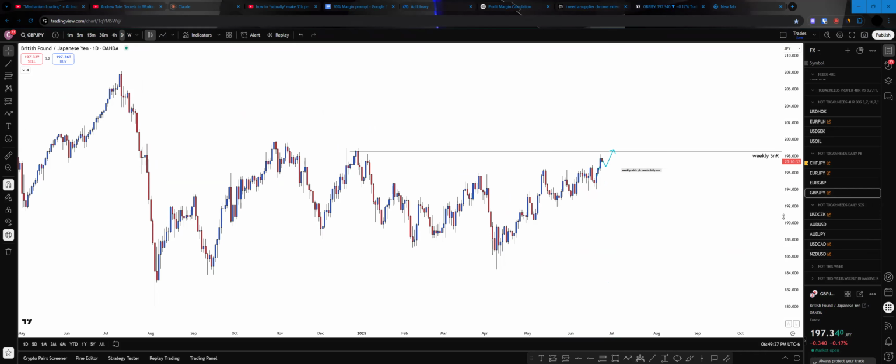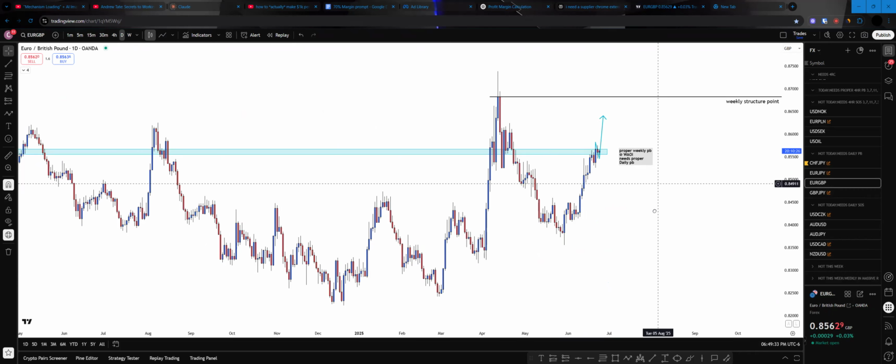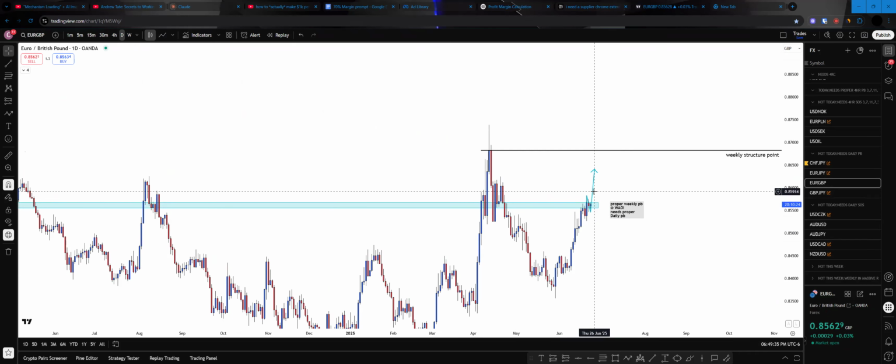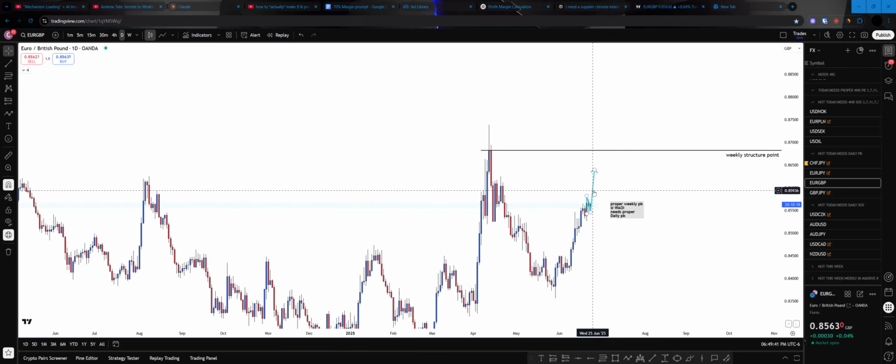Now the ones that need the daily pullback. So you can see GJ is in trend. So we're bullish on GJ. We need that pullback. Euro GBP, we are in trend. This is bullish. We've already had actually here. Let's go. So we're now bullish and we've had the pullback.